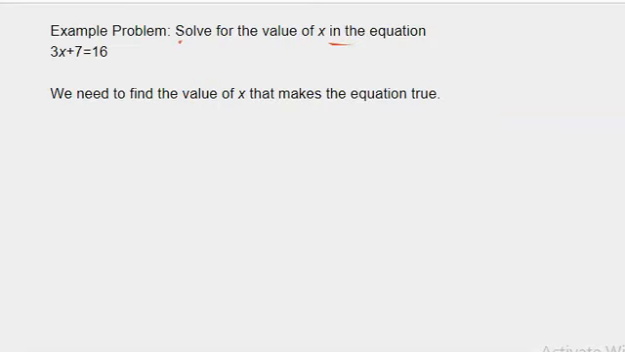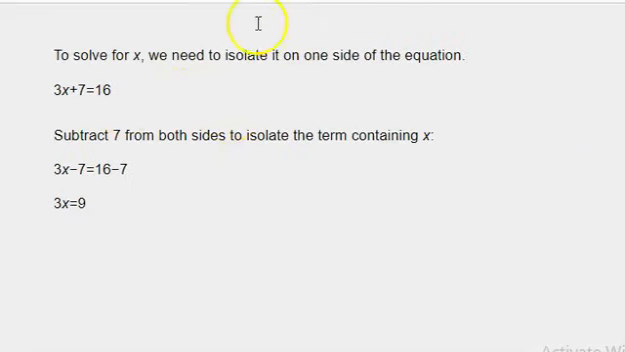We'll move straight to an example. Solve for the value of x in the equation 3x + 7 = 16. We need to find the value of x that makes the equation true. We need to isolate it on one side of the equation.